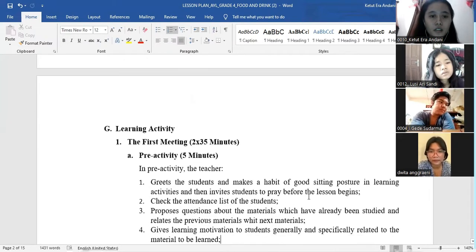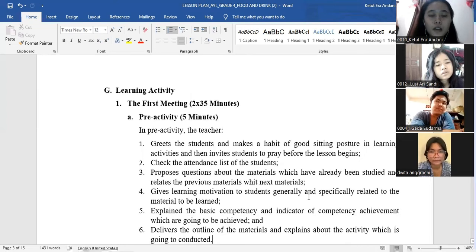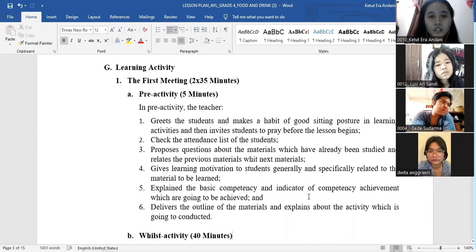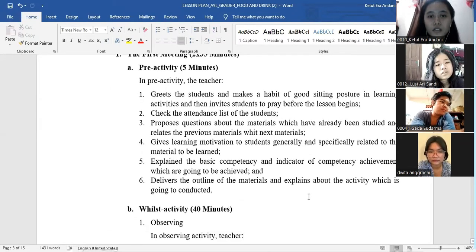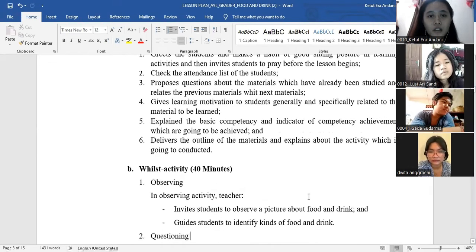G. Learning activity. The first meeting, 35 minutes. A. Pre-activity, 5 minutes. In pre-activity, the teacher, number 1, greets the students and makes a habit of good sitting posture in learning activities, and then invites students to pray before the lesson begins. Number 2, checks the attendance list of the students. Number 3, proposes questions about the materials which have already been studied and relates the previous materials with the next material.